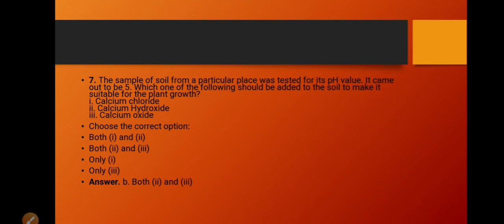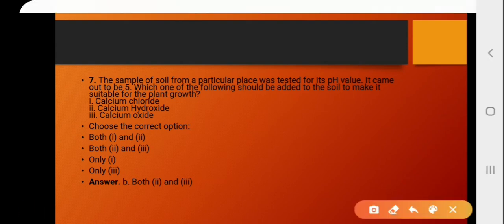So two products are there, that is calcium hydroxide and calcium oxide. Both products are added to make the soil fertile, suitable for plant growth. Okay, so the answer is B, that is second and third, calcium hydroxide and calcium oxide.